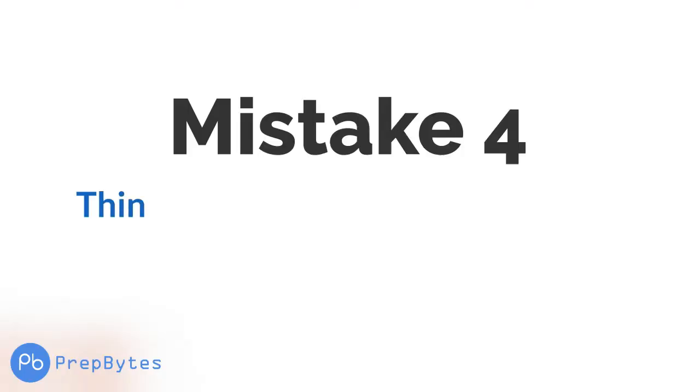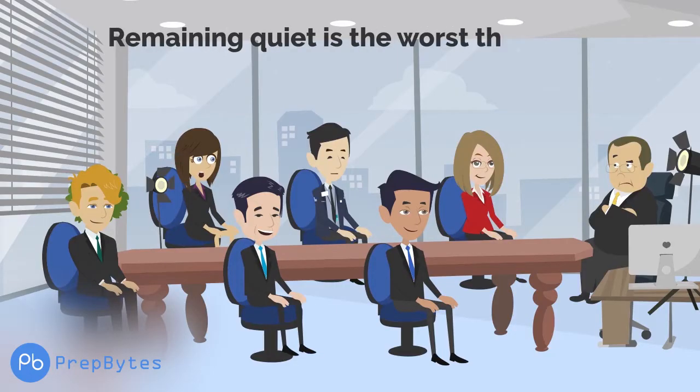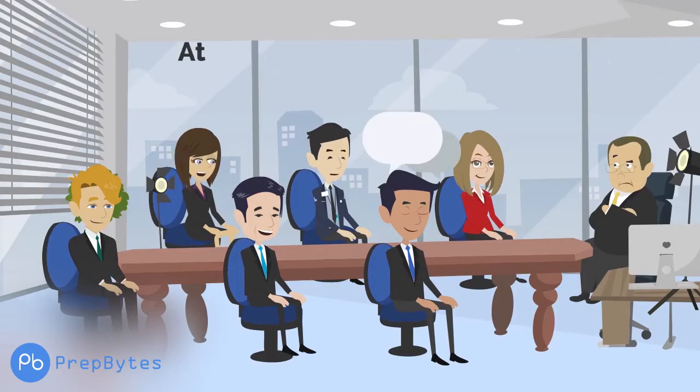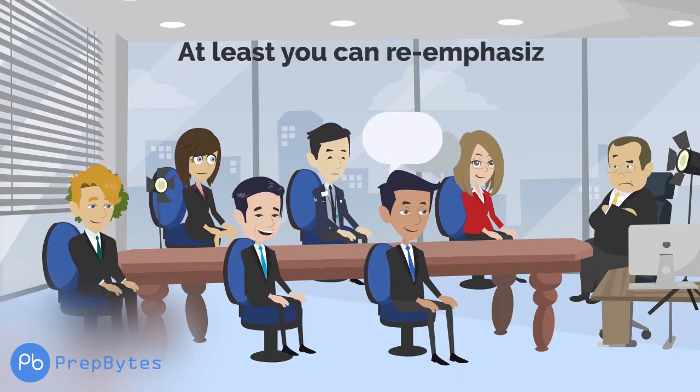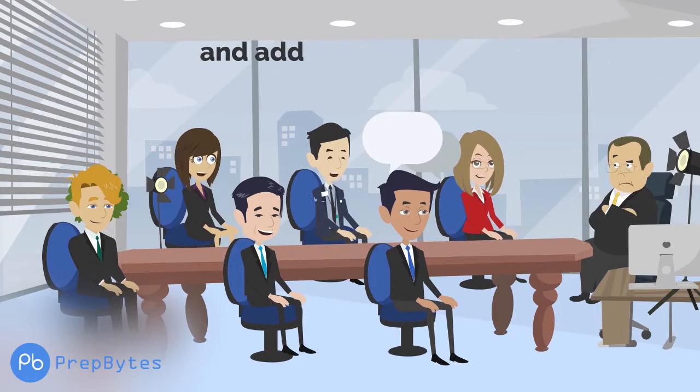Mistake 4. Thinking that the rest are better than me and keeping quiet. Remaining quiet is the worst thing to do during a GD. At least you can re-emphasize any topic already mentioned by some other candidate and add a small delta to it.